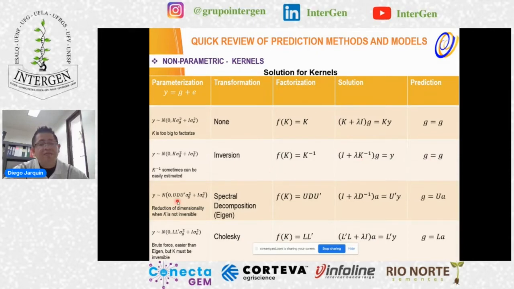Or if we can perform the spectral decomposition, it could be eigenvalue decomposition. For example, we can factorize this matrix in 3 matrices, 2 associated with loadings or eigenvectors, and 1 associated with eigenvalues. And we obtain the solution of G as a transformation of U times A. And also using the Cholesky decomposition, where we can factorize this using triangular matrices. They are very easy to invert, because we just rely on the diagonal of the matrix. And then we obtain the solution by getting G equal to L, the triangular matrix, times A.